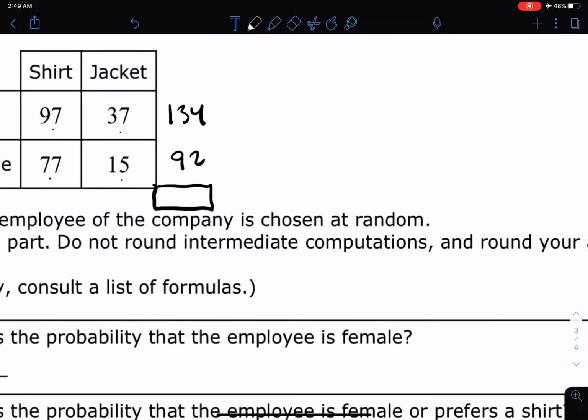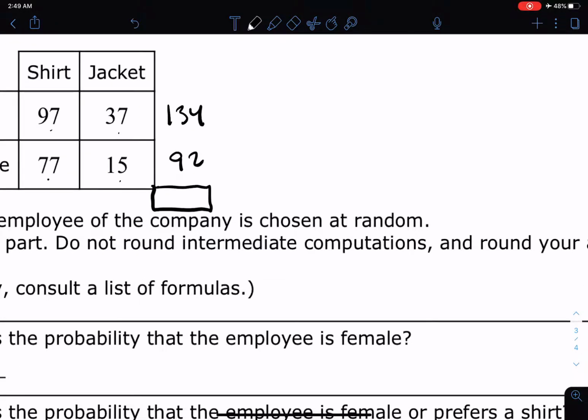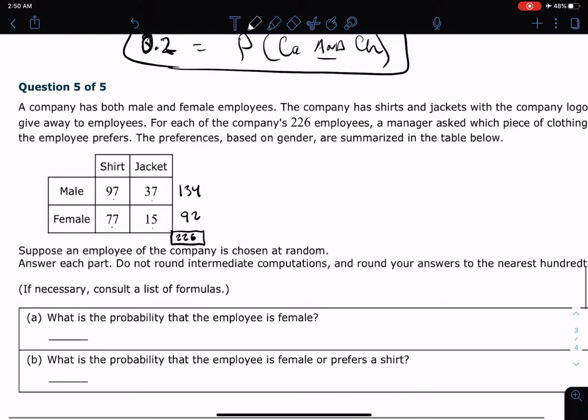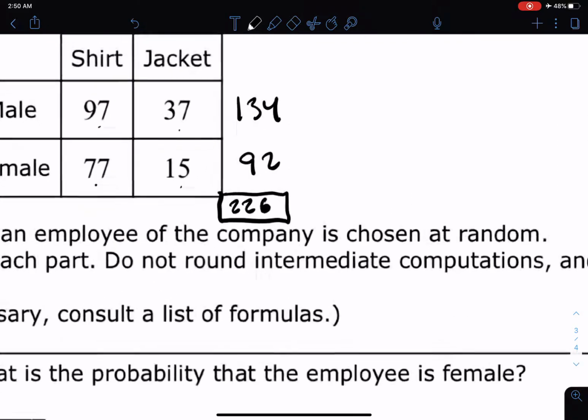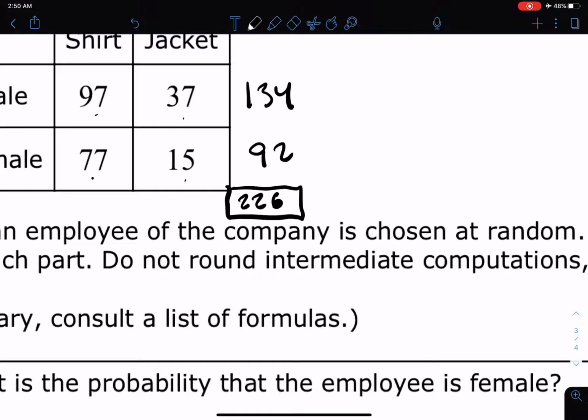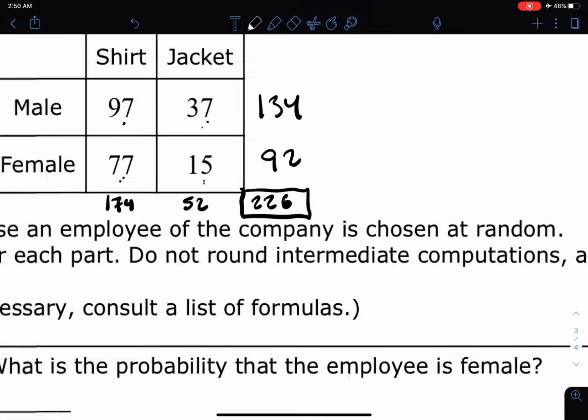And if we add 134 plus 92, we get 226, which perfectly matches the 226 employees. And we can do it the other way as well, right? We can say 97 plus 77 is 174, and 37 plus 15 is 52. And when we take 174 plus 52, we get 226.